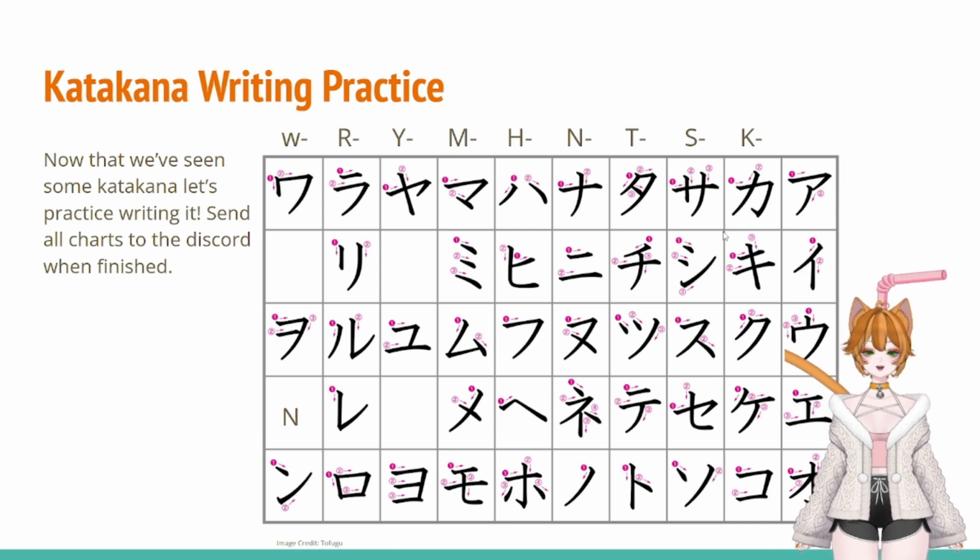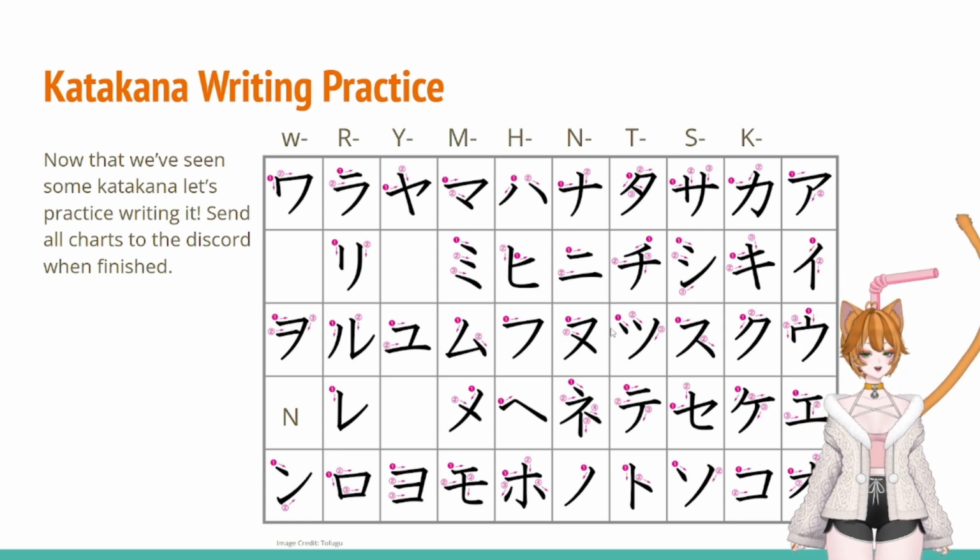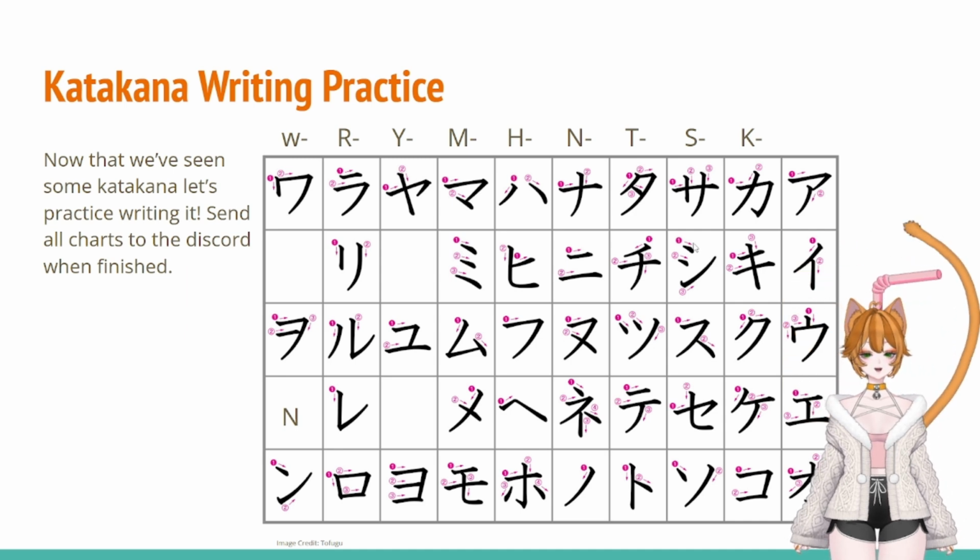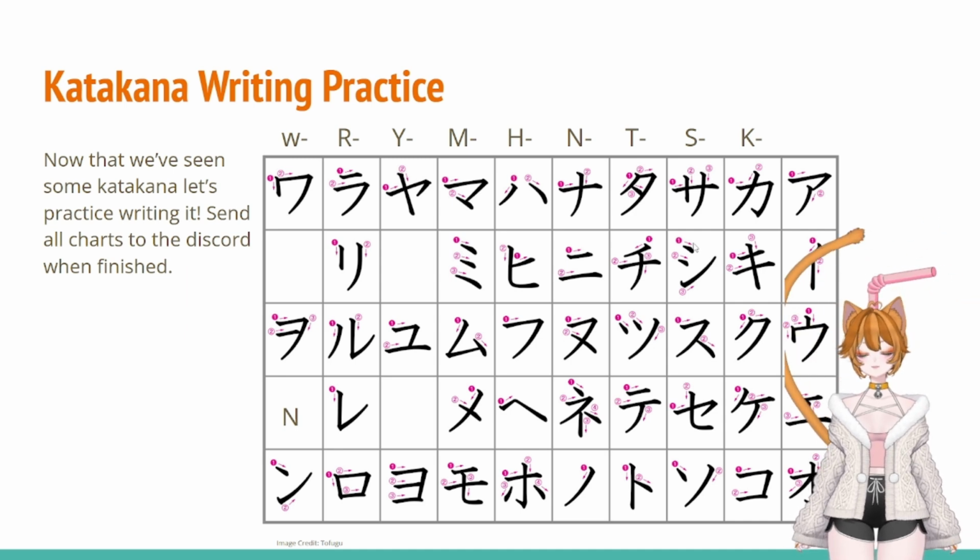Alright, our next one is going to be shi. I know this one can be easily confused with su, but the way that I like to differentiate them is shi is a smiley face looking up versus su is a smiley face looking down. So let's start with our upward facing smiley face, shi.